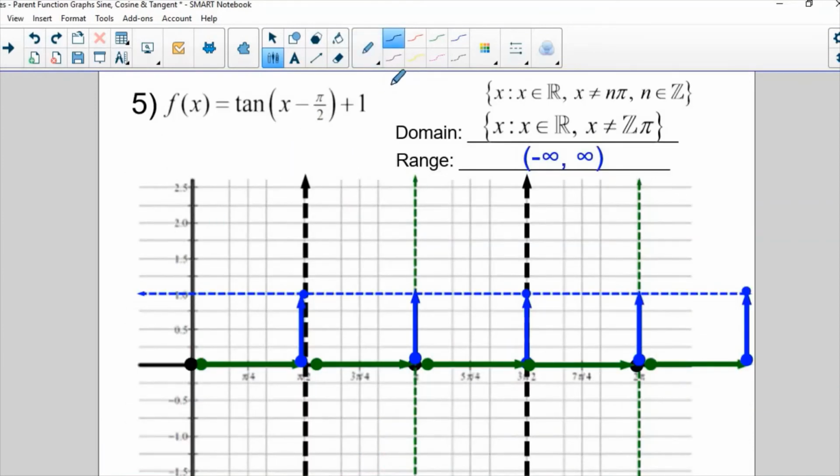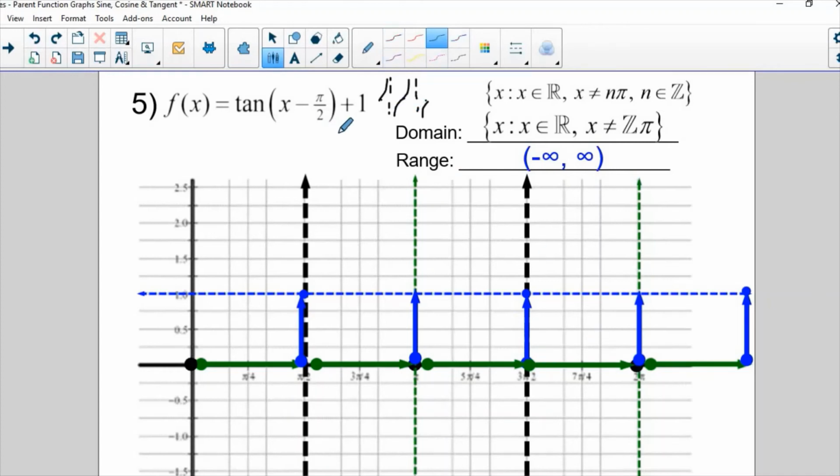Tangent's parent function is 0, asymptote, 0, asymptote, 0. And it has half of a tangent here, a full tangent there, and half of a tangent there. And these do keep going, but that would be coterminal. These would be negative. So keep in mind that the parent function of tangent looks almost half-formed in the way that it looks. So you can see that I did that here. 0, asymptote, 0, asymptote, 0.